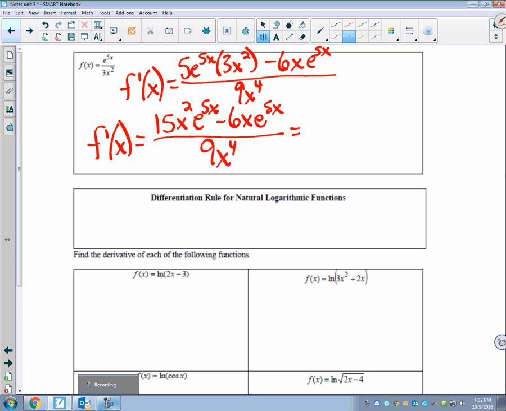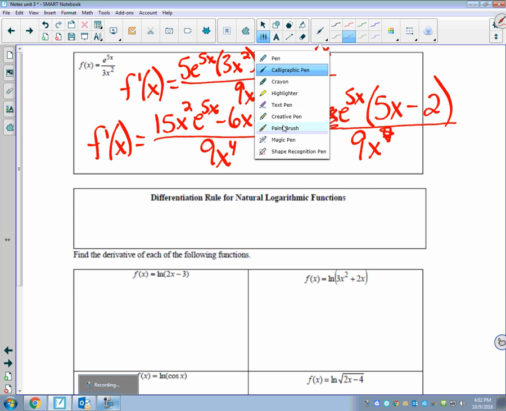So on the top, I could factor out a 3x e to the 5x. And I would be left with 5x minus 2 over 9x to the 4th. And I'm doing that because now I could simplify. Like I could cross out this x with one of these x's.